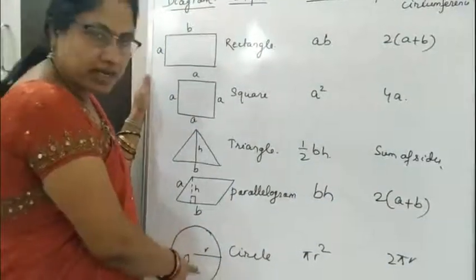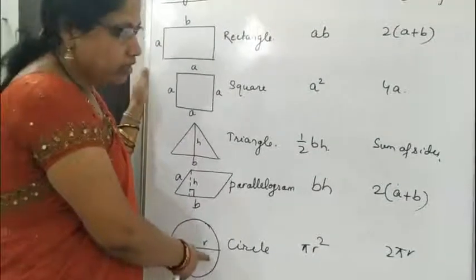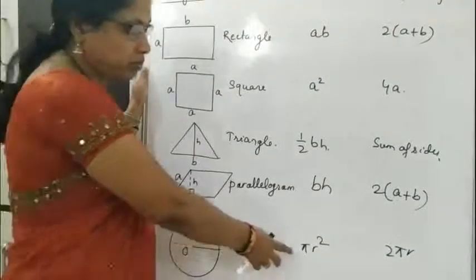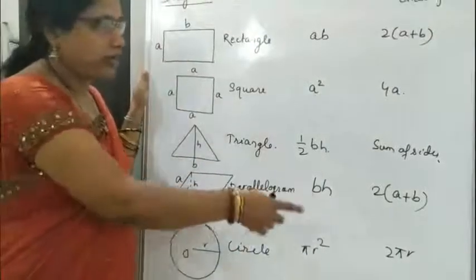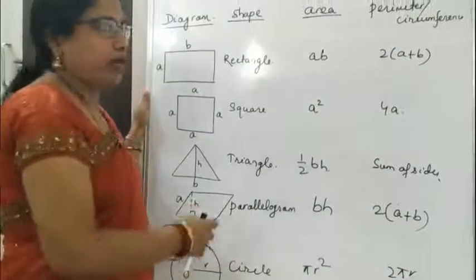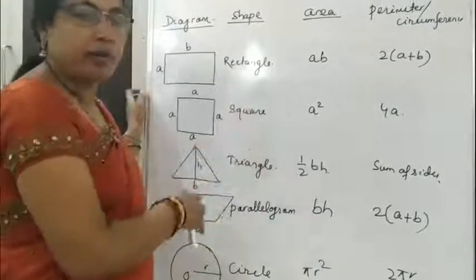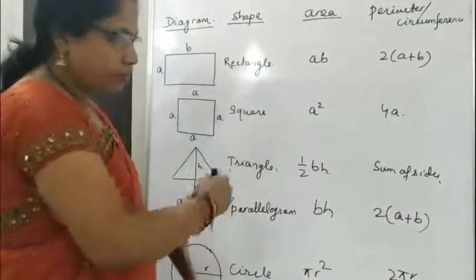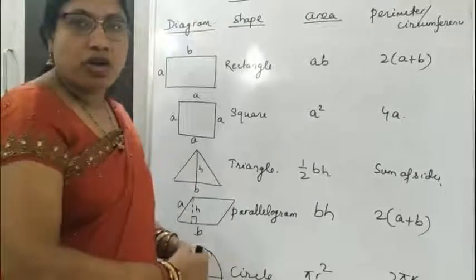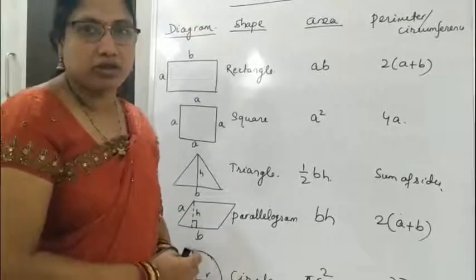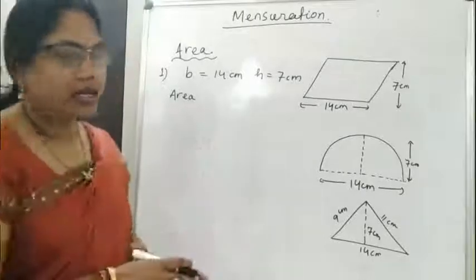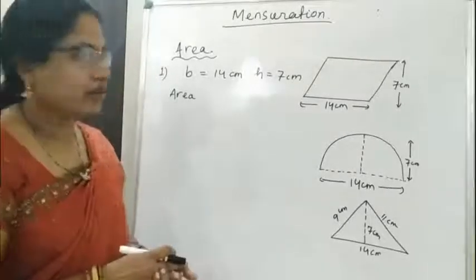This is a circle having radius r. So the area of a circle is pi r square and the circumference of a circle is 2 pi r. You have already learned these formulas in your previous class. So let us apply these formulas to find the areas and perimeters of some figures. Find the areas of some rectilinear figures.